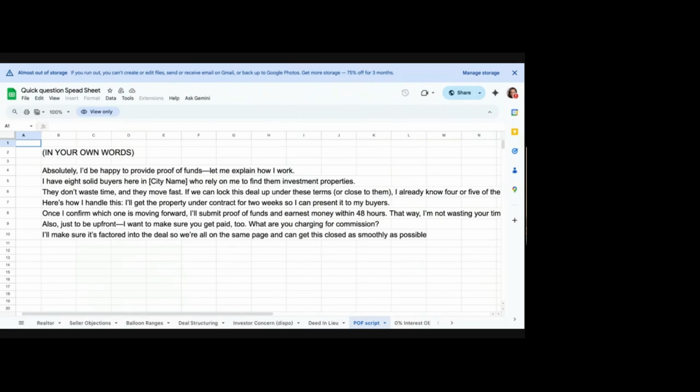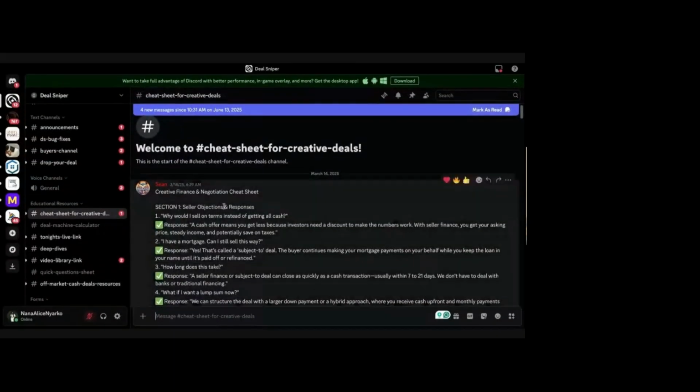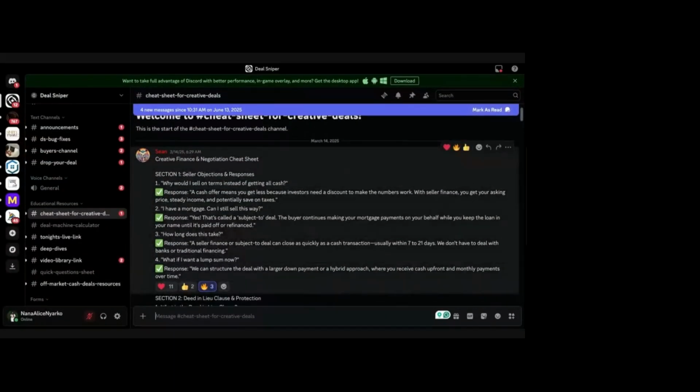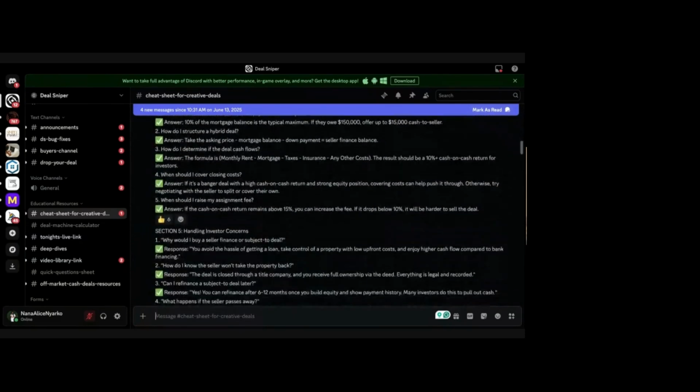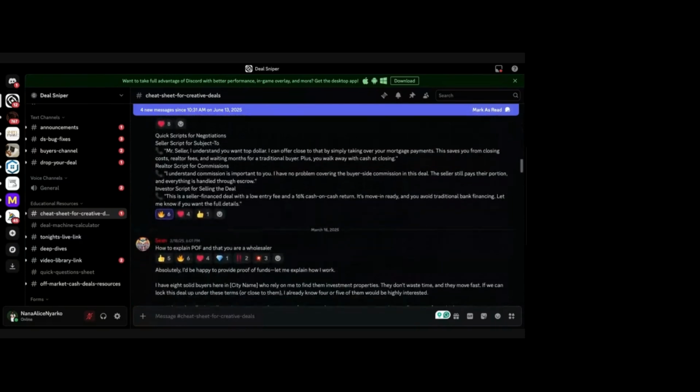Okay, let me see. Oh, I see it. Cheat sheet for creative deals. That's literally any issue, objection, or concern that a real estate agent would have. That's how I answer it in my own words. Once you understand it, you can change it into the way that you speak and deliver the same information. So I see this right here, right? Yep, that's the channel. So just go through this. It's not in a spreadsheet or anything? No, I didn't put that in a spreadsheet.